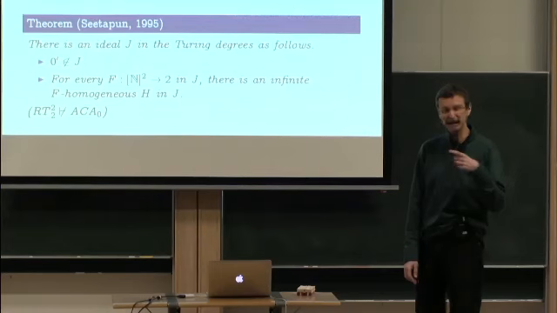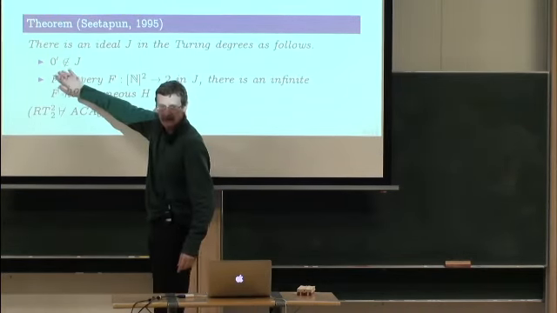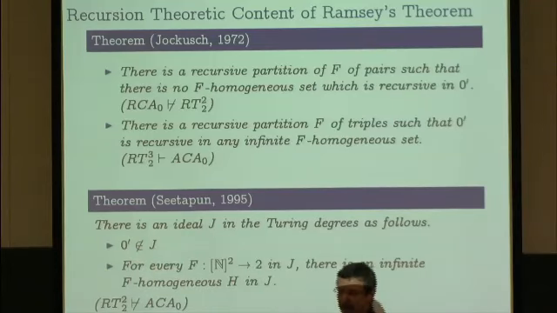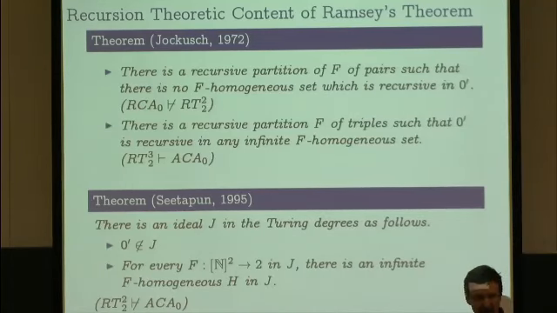Right? Ramsey's theorem for pairs is consistent with no set computing 0 prime. There is an ideal in the Turing degrees such that the ideal is closed under the existence of homogeneous sets. For every partition described in the ideal, there's a homogeneous set in the ideal, and yet the halting problem is not computable and is not an element of that ideal.